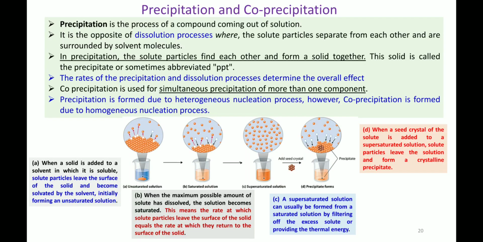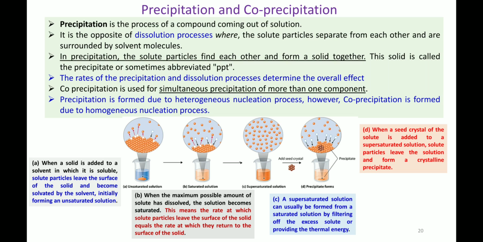Here in this lecture we are going to learn one more bottom up approach, which is called precipitation and co-precipitation. This is a technique by which you are able to prepare nanomaterials, nanoparticles, particularly in thin film form.